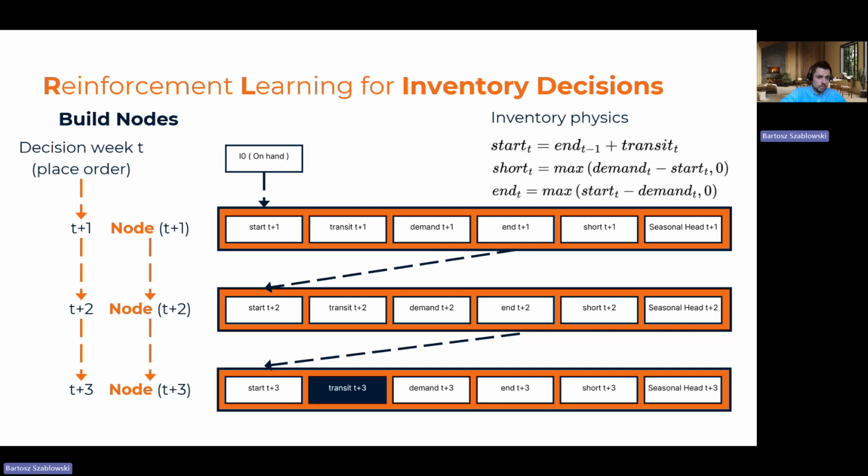The second one is in-transit, meaning what arrives from already placed deliveries. Importantly, for the last node, this value is 0, because the node corresponds to the result of the order we want to make through this network. Then we have the forecasted demand for a given week, projected inventory, projected shortage, and also information from the seasonal head.